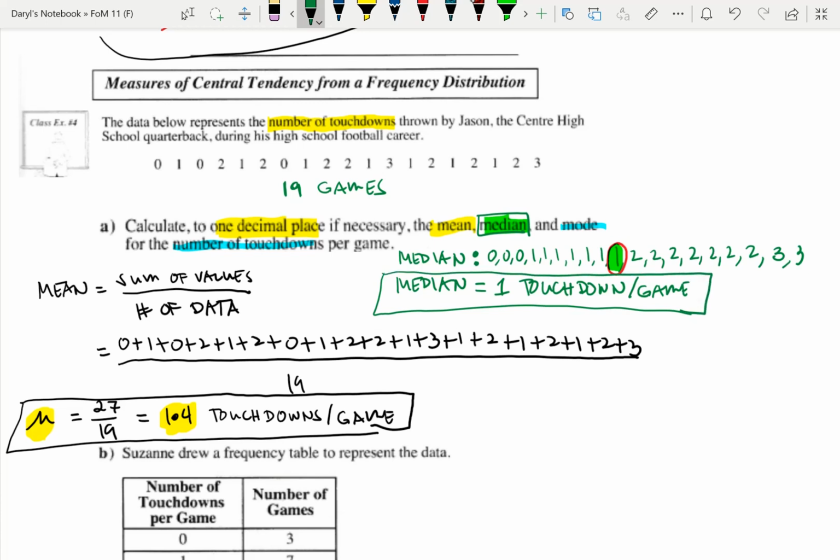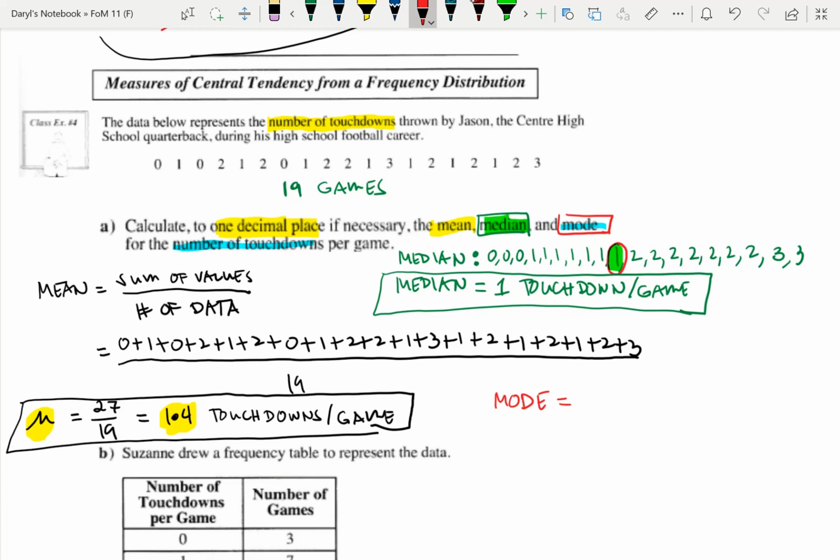Okay, so now the mode. So how would you get the mode? So the mode would just be which of the data values occur most often.